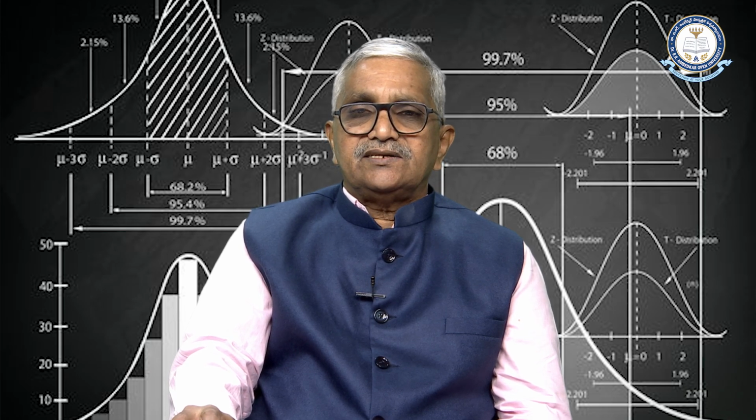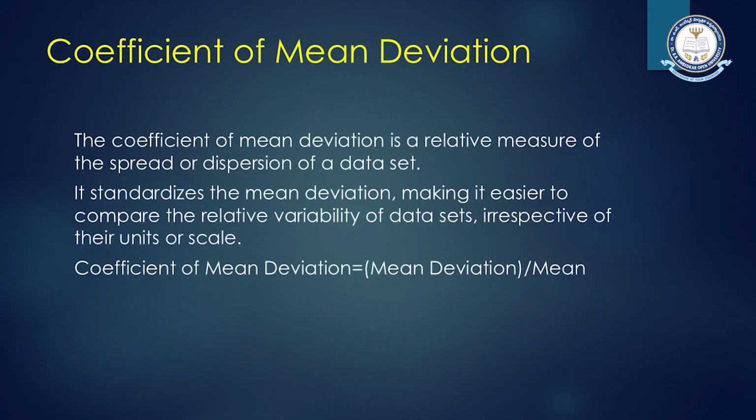Coefficient of mean deviation is equal to mean deviation divided by mean. Mean deviation can also be calculated from the median or mode, but usually we calculate the mean deviation from the mean. Hence, we calculate the mean deviation with the mean. By dividing the mean deviation by the mean, we get the coefficient of mean deviation.